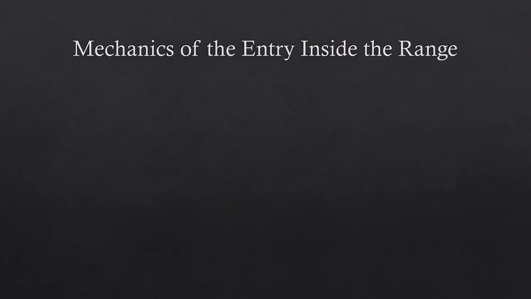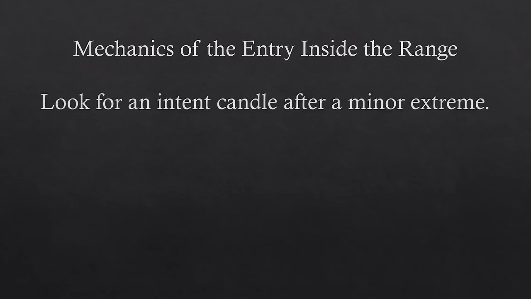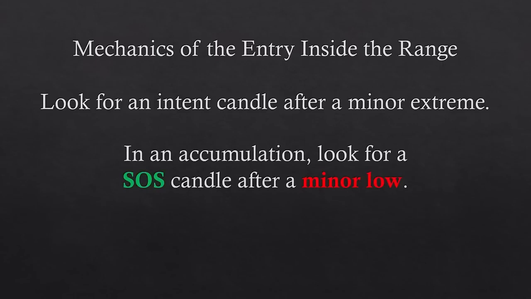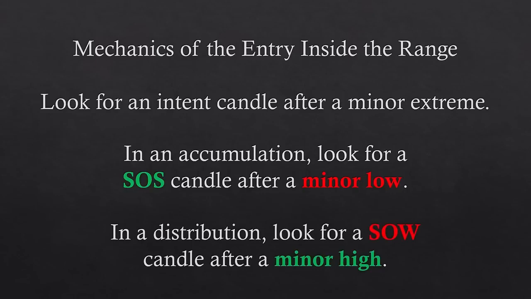The main way we look for an entry in the trending part inside the range in Phase D is to look for the appearance of intent candles after a minor extreme. For example, in an accumulation structure, we want to see a sign of strength candle right after a minor low. In a distribution structure, we want to see a sign of weakness candle right after a minor high.